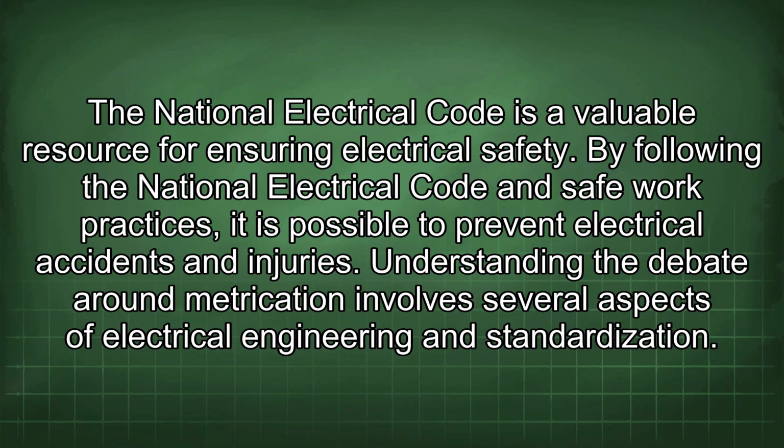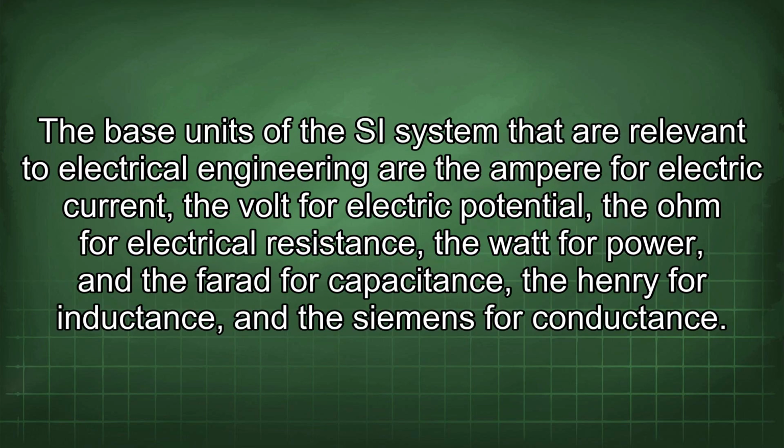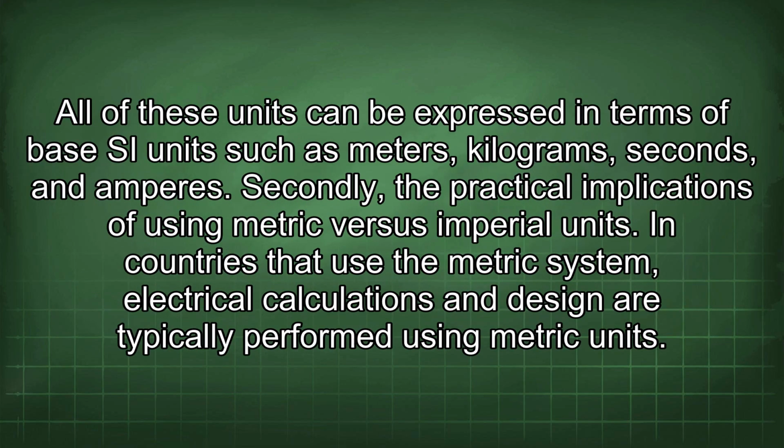Understanding the debate around metrication involves several aspects of electrical engineering and standardization. Firstly, the basic principles of electrical units. Electrical units are based on the International System of Units, or SI, which is a metric system. The base units of the SI system that are relevant to electrical engineering are the ampere for electric current, the volt for electric potential, the ohm for electrical resistance, the watt for power, and the farad for capacitance, the henry for inductance, and the siemens for conductance. All of these units can be expressed in terms of base SI units such as meters, kilograms, seconds, and amperes.